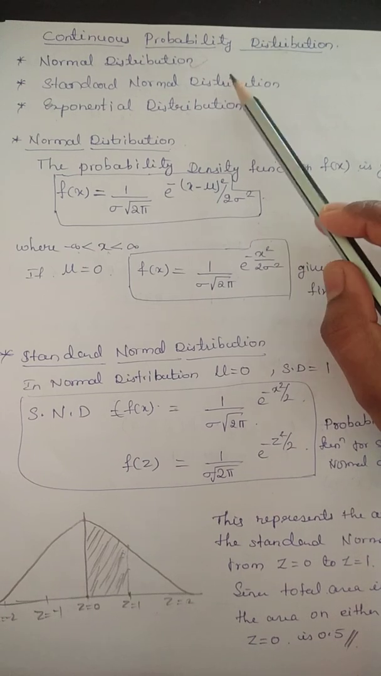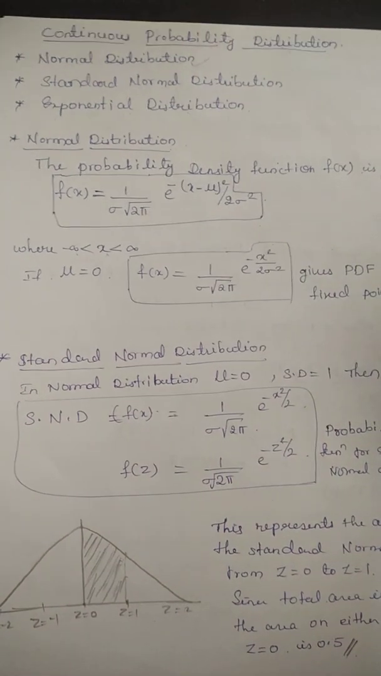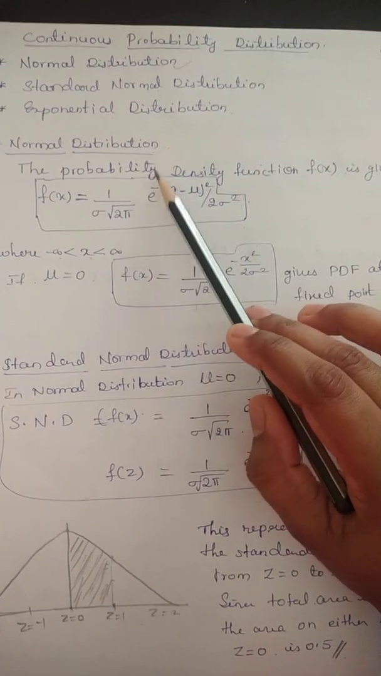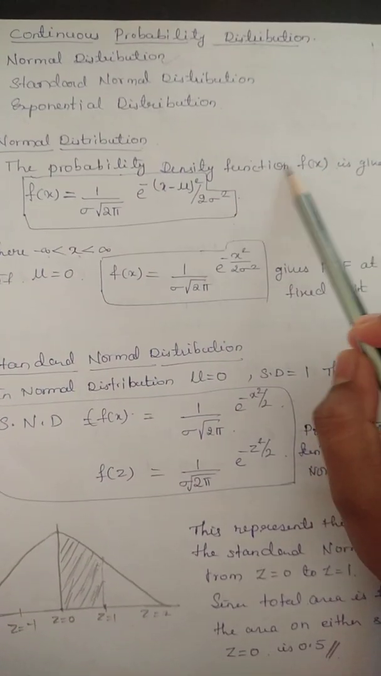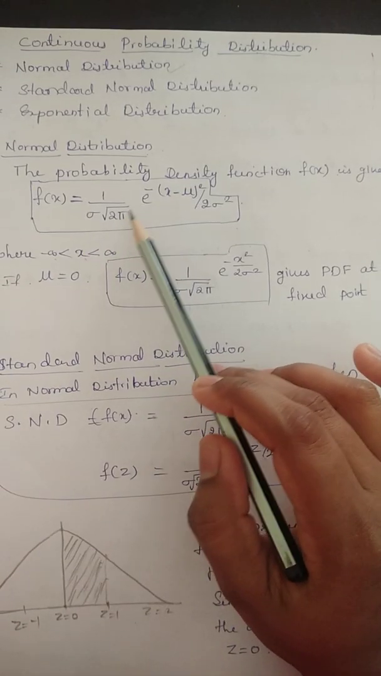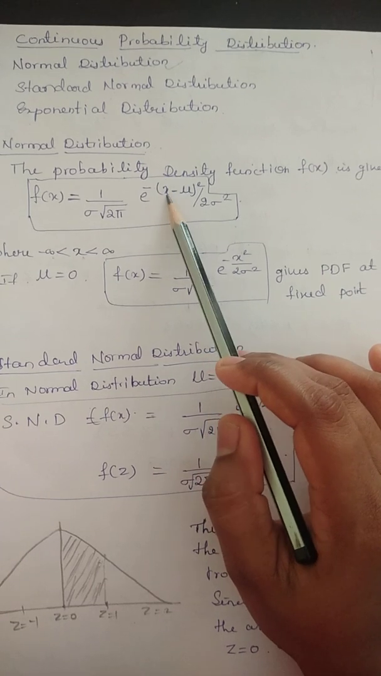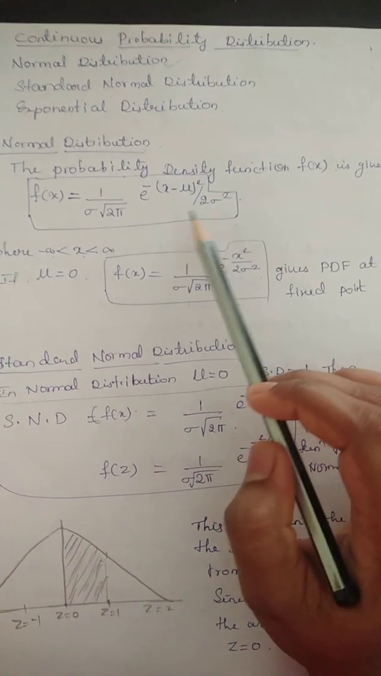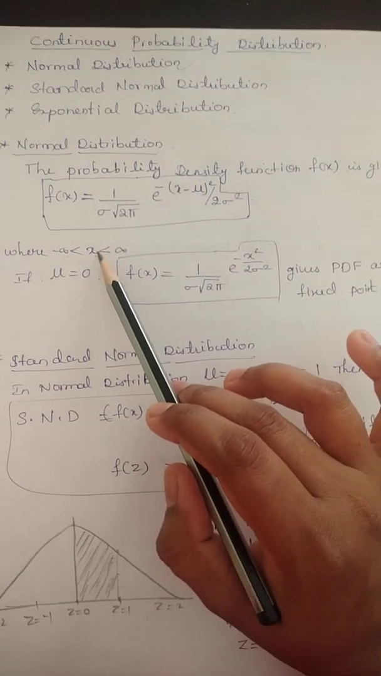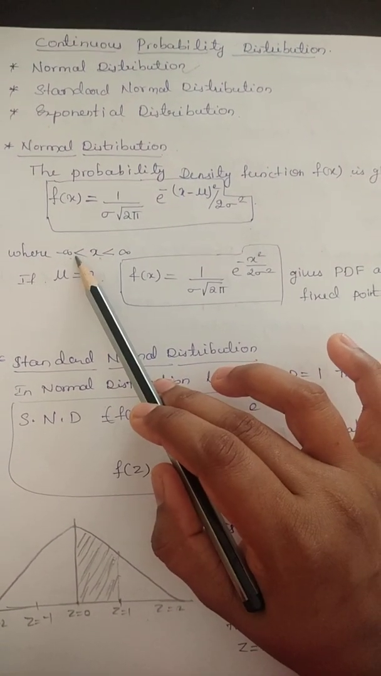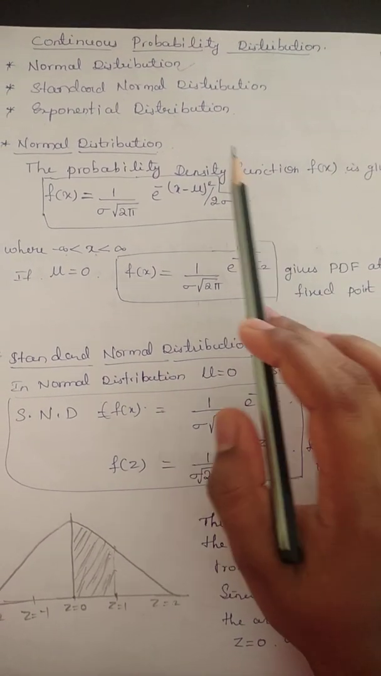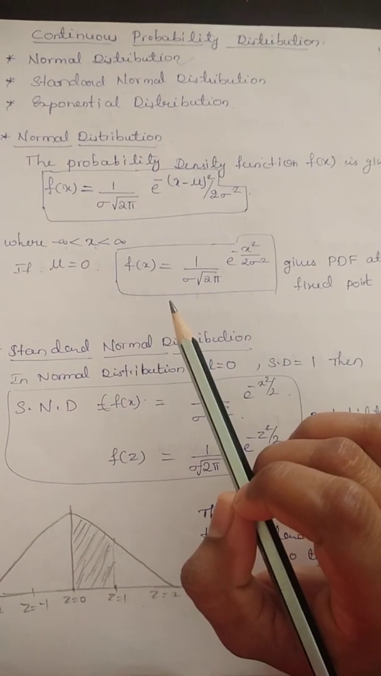For all these distributions we define a probability density function. For the normal distribution, the probability density function f of x is given by 1 upon sigma root 2 pi e raised to minus (x minus mu) whole square upon 2 sigma square. Here x lies from minus infinity to infinity. So this is called the probability density function for the normal distribution.